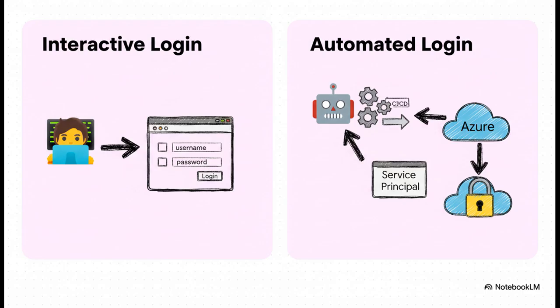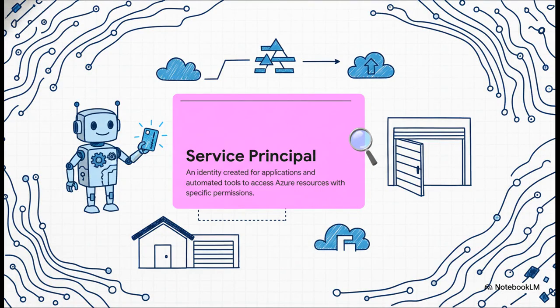But for our automation, like a GitHub action, you can't have a browser window popping up in a server somewhere. For that, we need a special, non-human account called a service principal. So what on earth is a service principal? Honestly, the best analogy is to think of it like a robot valet. You wouldn't give a valet the master key to your entire house, would you? No. You give them a special key card that only opens the garage door.